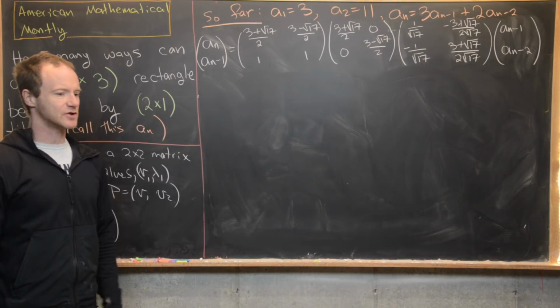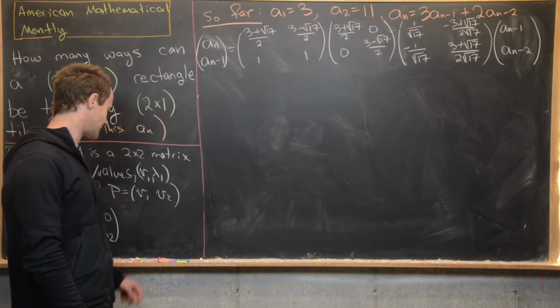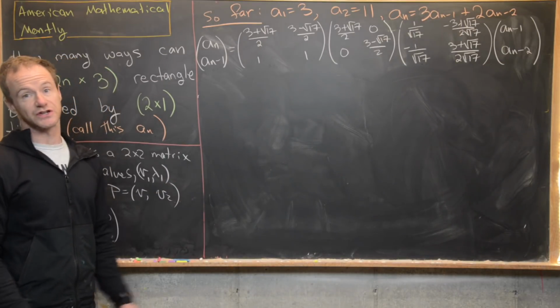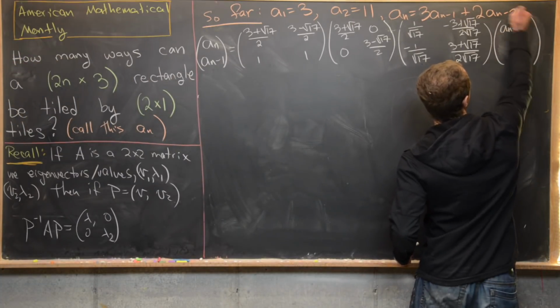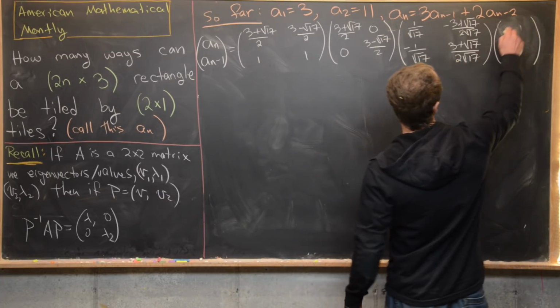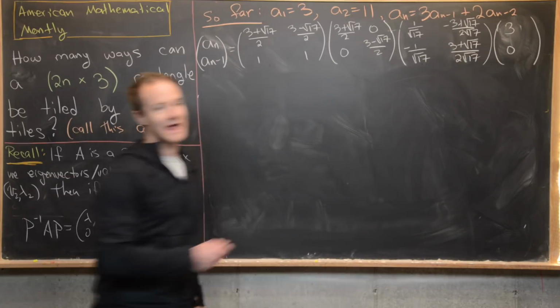And that's a standard trick with these recursions, that you can repeatedly apply the recursion by raising the matrix to a certain power. So let's start all the way at the bottom here. And I want to start here with 3, 0. So that would be A1, A0.